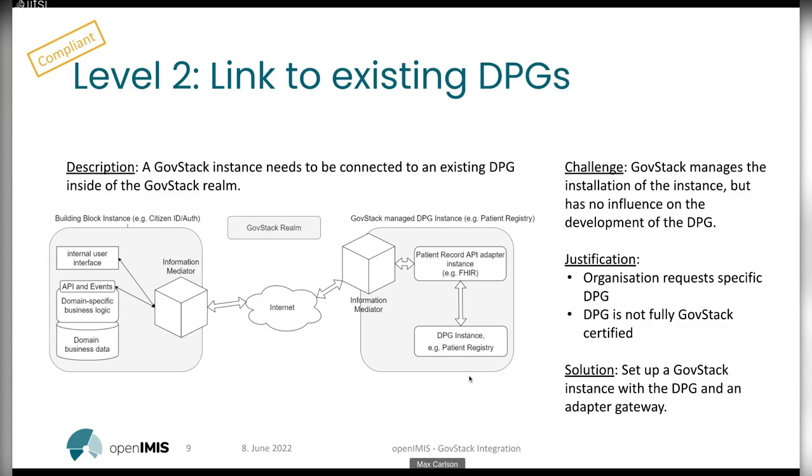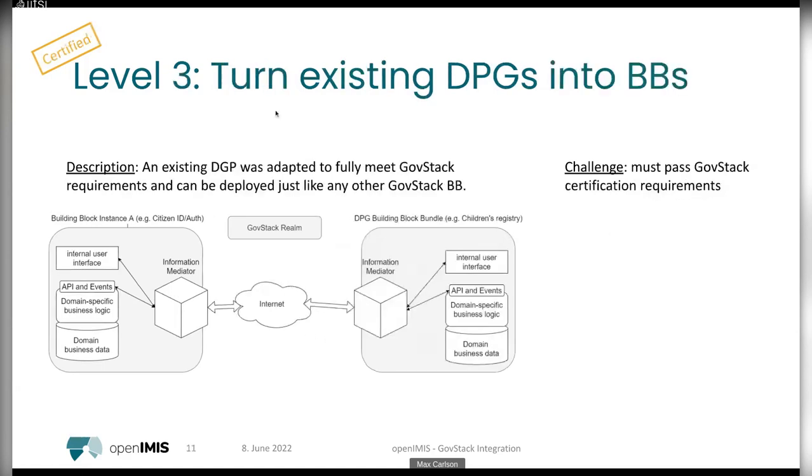Okay, and so in this case, the organization wants a DPG, but they're not fully GovStack certified. So we set up an instance with a DPG and the adapter, which includes this information mediator, right? At that point, it becomes part of the GovStack realm. All right, and then level three is where we turn an existing DPG into a full-fledged GovStack building block, right?